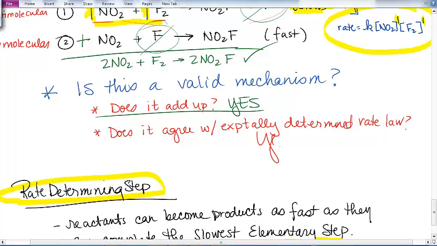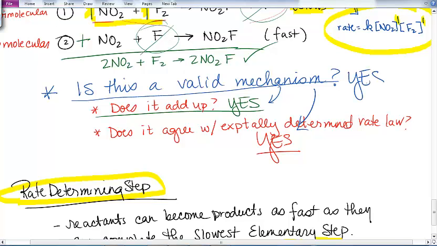And so since this answer is yes, the original question that we were seeking to answer, is this a valid mechanism, depends on your answer to these two questions. Does it add up? Yes. Does it agree with the experimentally determined rate law? Yes. If those two questions are yes, then this is a valid mechanism.